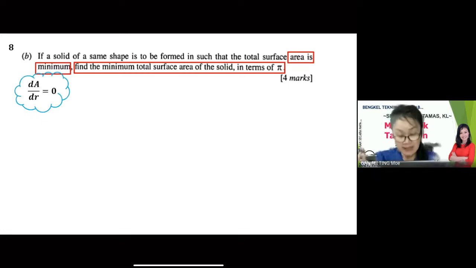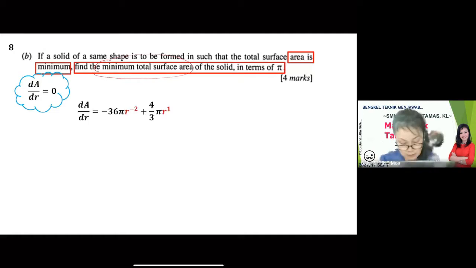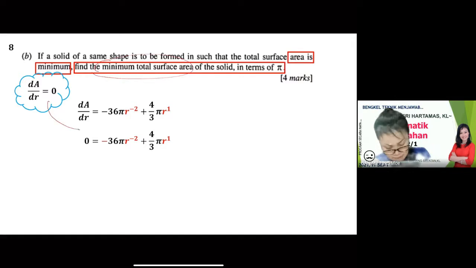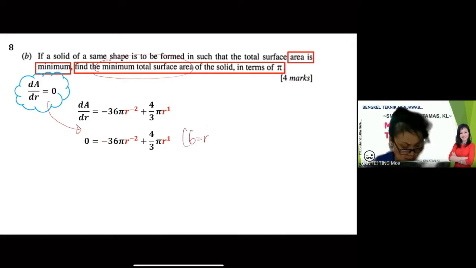Then after that, the question says find the minimum total surface area for the solid. They want to know the minimum total area of the solid. Okay, then what do you do? You go back to dA/dr. Here we don't sub in R equals 6 anymore, because it wants to know the minimum.